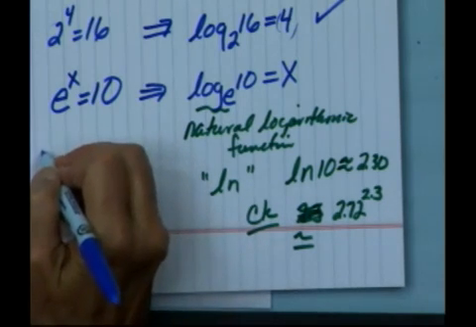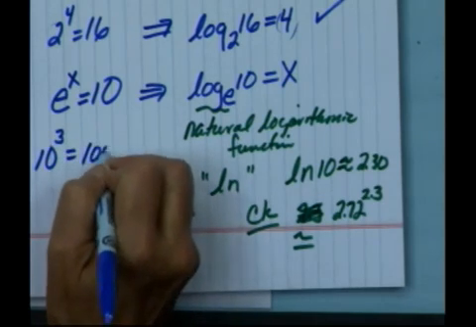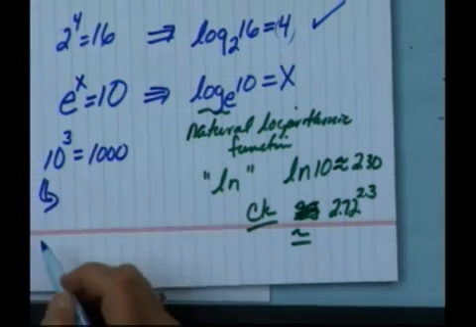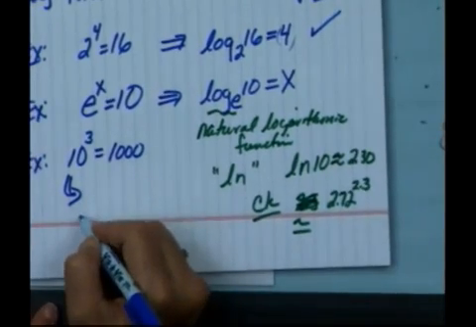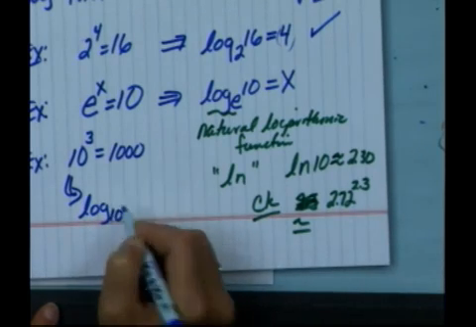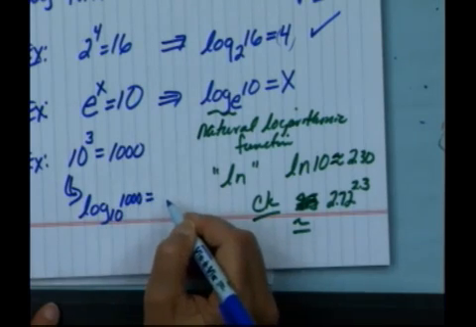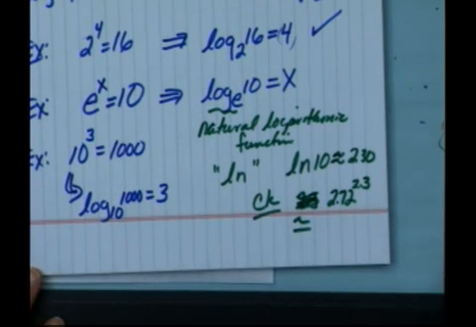How about 10 raised to the third is equal to 1,000? Let's convert that exponential equation to a logarithmic equation. It would be log to what base? Log base 10 of 1,000 equals 3. All right, somebody impress me and tell me what log to the base 10 is called.